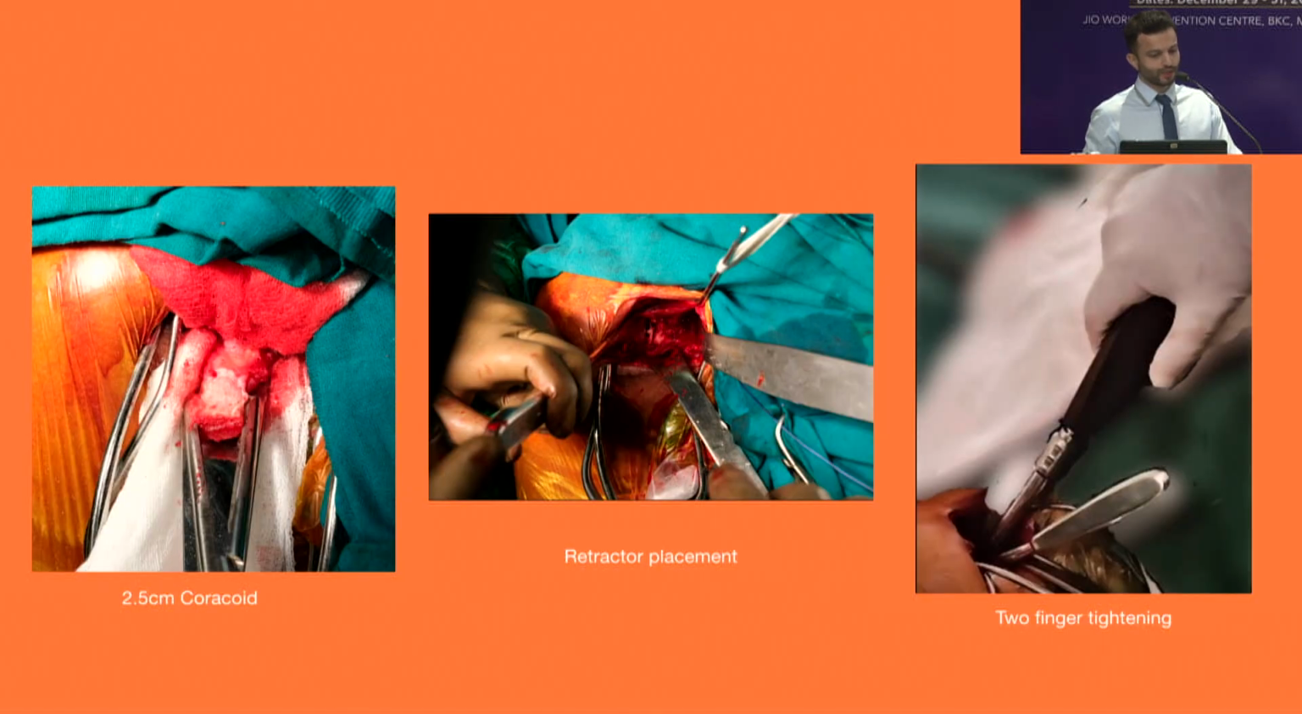So these are a few images. The first one on the left shows that a 2.5 centimeter coracoid graft is aimed to be harvested at every step. The image in the center is showing the retractor placement. A lot of studies have said that this step, glenoid exposure and graft implantation, should be conducted in the shortest time possible, because due to the placement of retractors there can be a lot of traction on the surrounding nerves, which can lead to some amount of neuropraxia following the procedure. And the image on the right is showing the two-finger tightening technique of the graft.